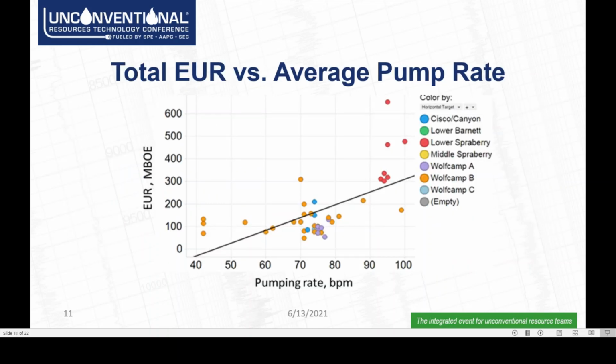We also looked at the total EUR versus the average pumping rate. Your average pumping rate and your low EURs were correlative, except with the Lower Sprayberry, where you had higher pumping rates and higher EURs.